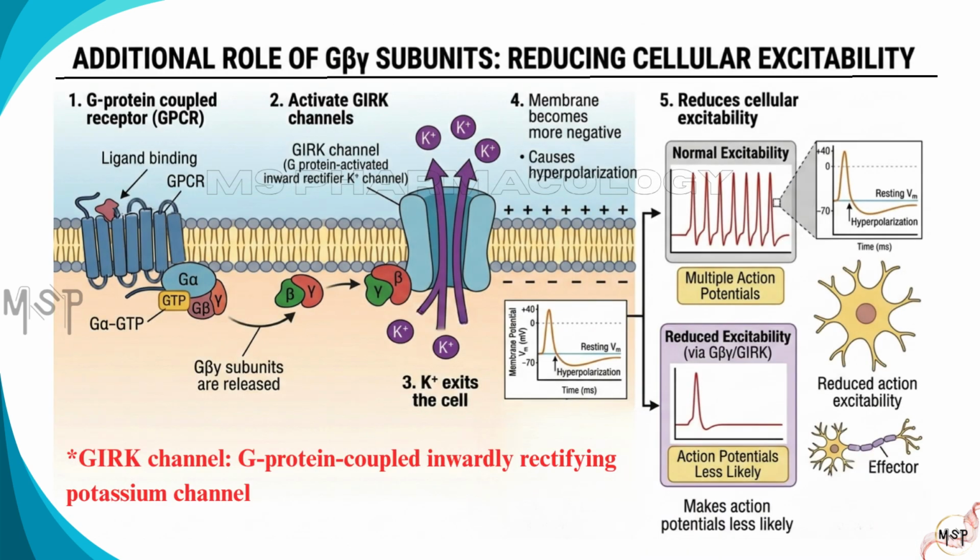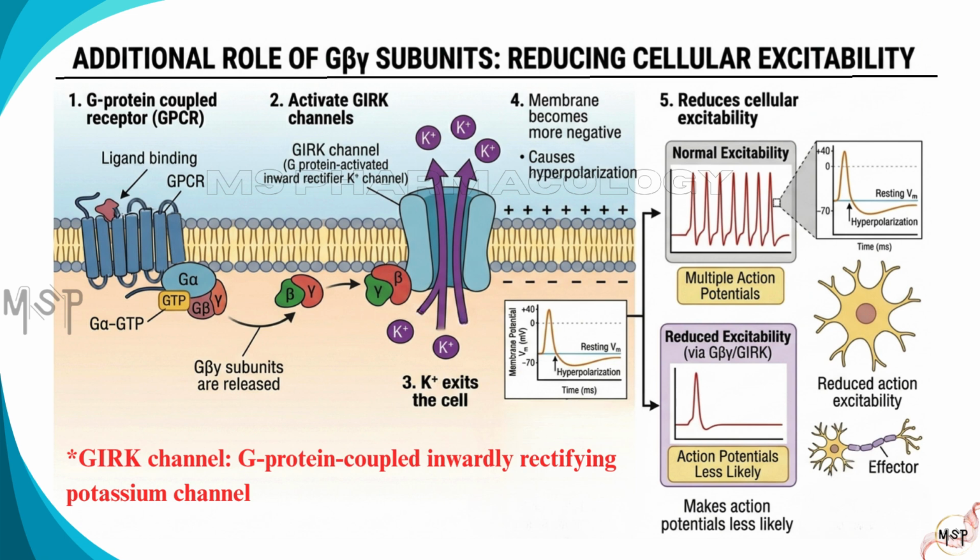Additional actions of the G-beta gamma subunits. An important feature of many Gi-coupled receptors is that signaling is not limited to the G-alpha subunit. The released G-beta gamma subunits can also participate in signaling. In many cardiac and neuronal cells, these G-beta gamma complexes activate G protein-coupled inwardly rectifying potassium channels, often called GIRK channels.